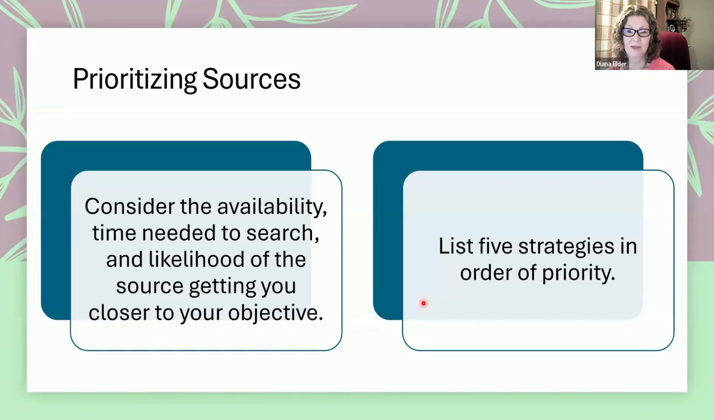So, some of the things we think about when we're doing a prioritized list: how available are those records? How much time is it going to take to search them? Are you going to be browsing 500 pages, or is there an index at the beginning that would help you? And how likely is it, if you find information in that source, to get you closer to your objective? So we think about those things and then we strategize and try to find a nice order of priority of those, about 5 strategies.